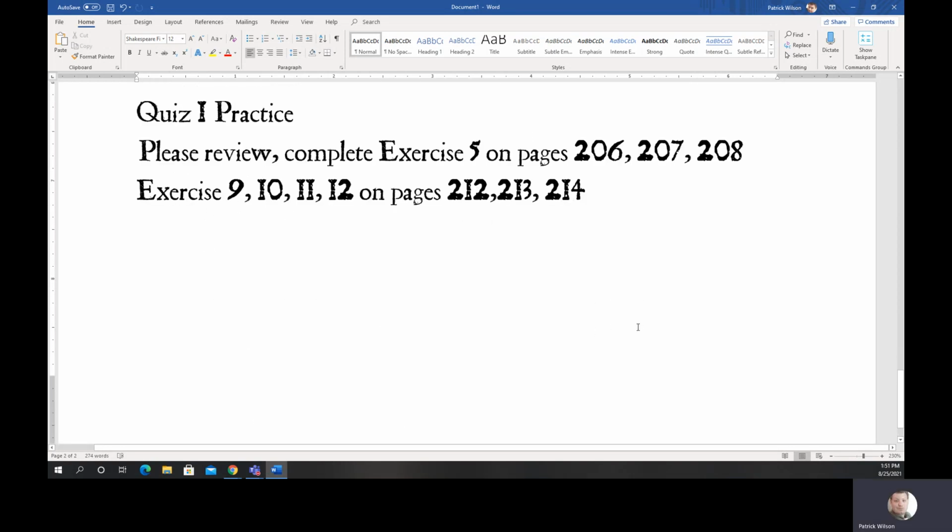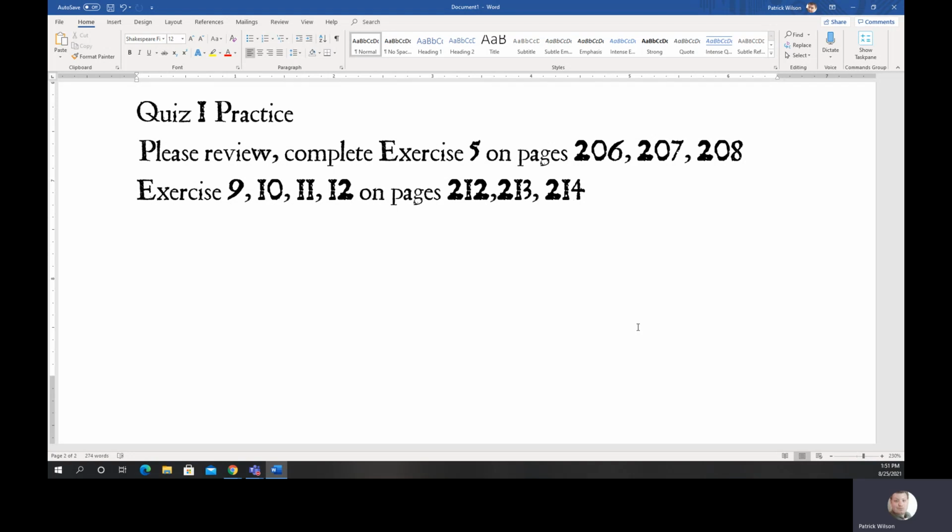All right, so quiz 1 practice, and again, this is optional. This will be beneficial, especially if you think you need a little more practice with comma splices, run-ons, appositives, faulty parallelism, and fragments. If you review and complete exercise 5 on pages 206, 207, and 208 in your textbook, that would be good practice. That would act as a really good study guide for the first quiz. Also, you might want to look at exercises 9, 10, 11, and 12 on pages 1212, 1213, and 1214, also in your textbook.